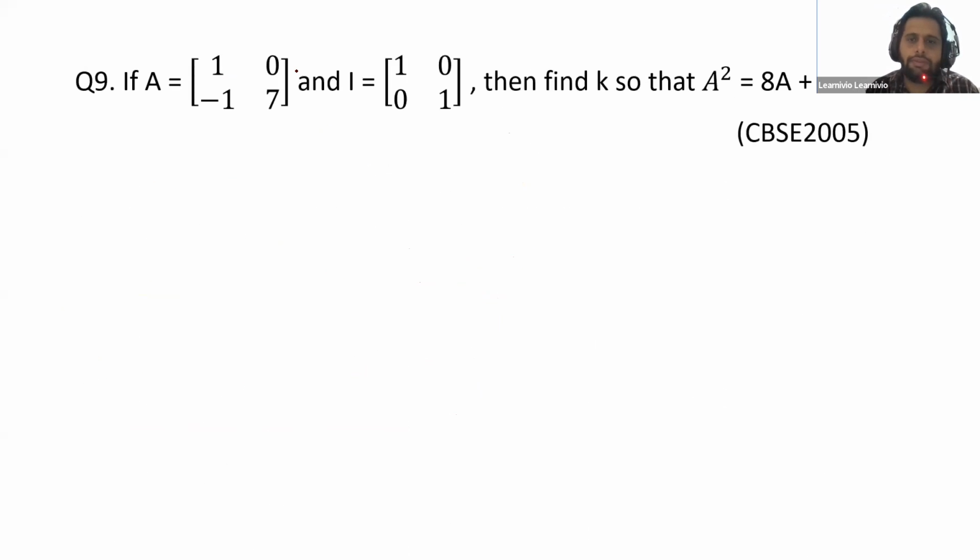Very good. Next one. In this question, matrix A is given, matrix I is given. Okay, I is the identity matrix. You need to find the value of K so that A square is equal to 8A plus K into I. Okay, I is the identity, K is any scalar. And this question came in CBSE 2005. Please try this question and share your answer, or let me know if anyone has a doubt in this question.